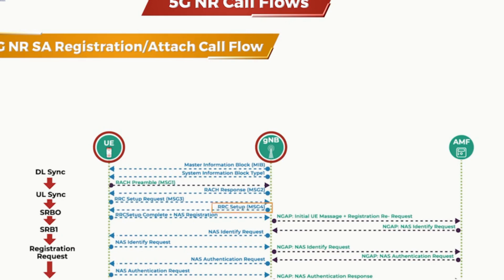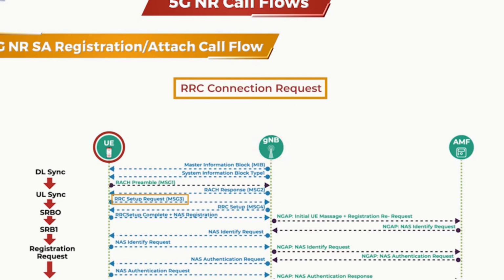Then we will look into the RRC connection request. RRC connection request is considered as message 3 and it includes UE identity and establishment cause. The UE identity can be a random number between 0 and 2 to the power 39 minus 1, and will be used for contention resolution by the UE while decoding message 4, RRC connection setup. RRC connection request is sent on the uplink grant provided in message 2 from the gNodeB and over SRB0 on uplink common control channel.